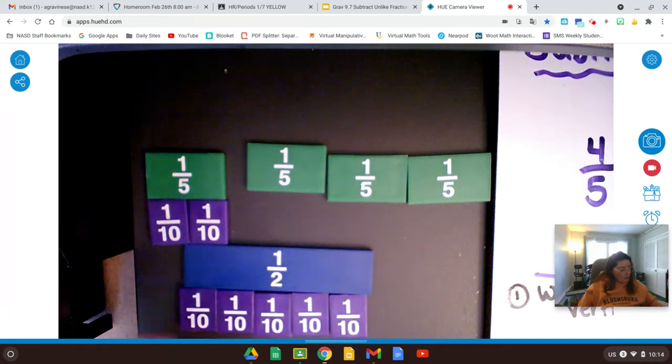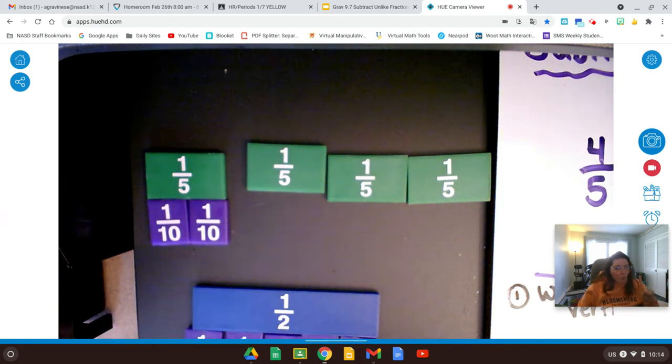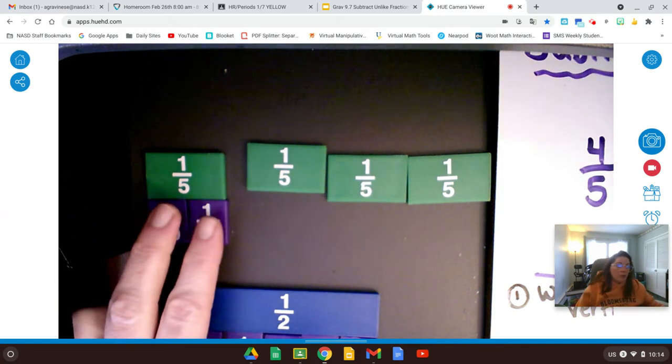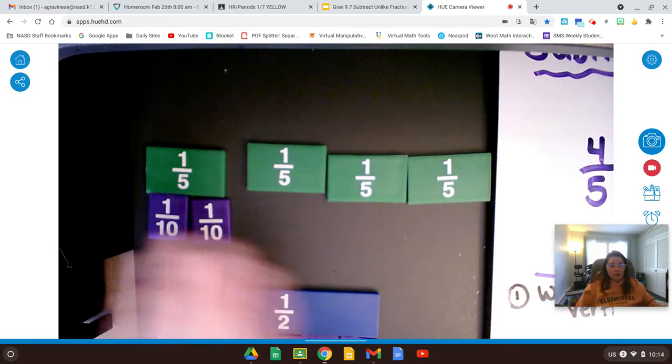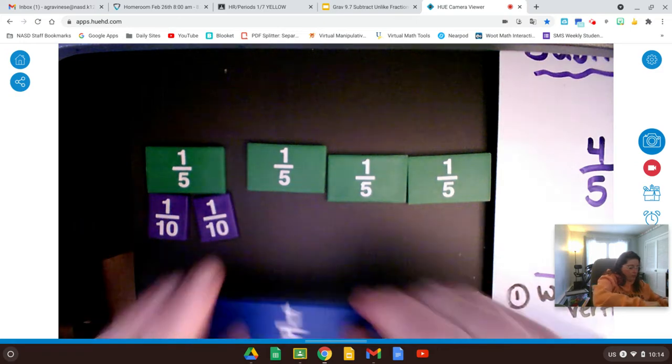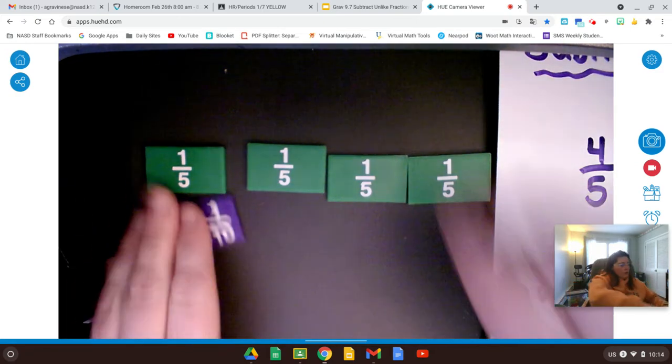So I can see here that 1/2 gives me how many tenths? 1, 2, 3, 4, 5. Up here, I can see that 1/5 is 2/10. So I would then have to duplicate that to figure out what 4/5 would equal. So let's do that work.